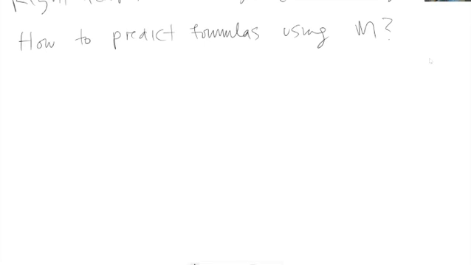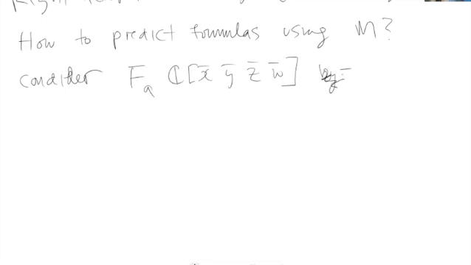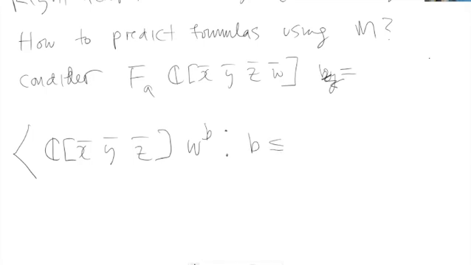So let's start by just forgetting the Sn action. Here's one way of predicting formulas using M. Consider a filtration of the original ring, which is C[X bar, Y bar, Z bar, W bar]. Let F_A be the span of all X, Y, Z times W to the B, as B ranges over all those integer vectors which are less than or equal to A in the Garsia-Stanton descent order.